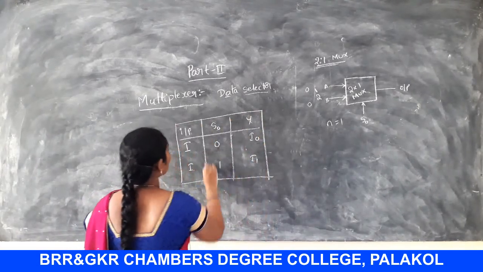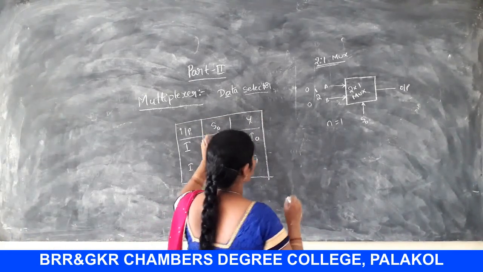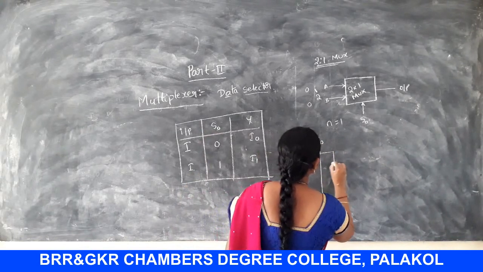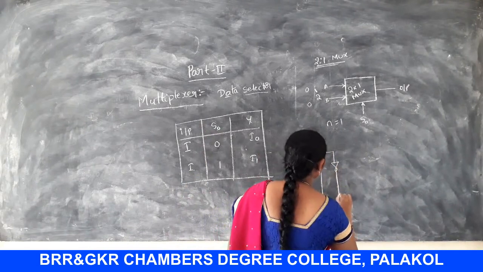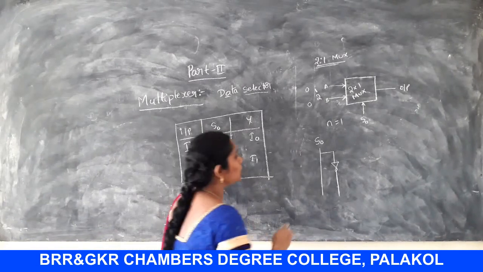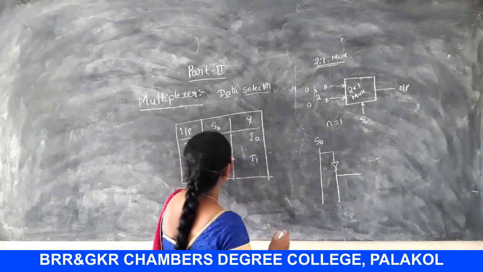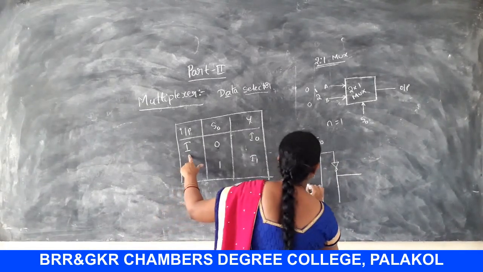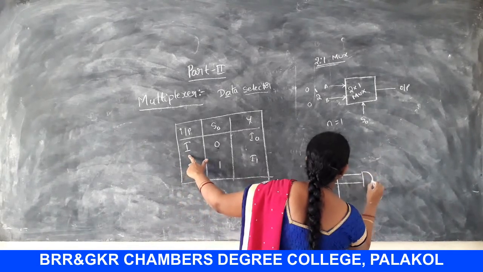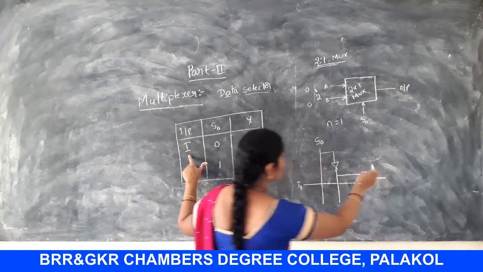Okay, so now I will draw the logic diagram. Here there is only S0, only 1. Therefore this is S0 and this is S0 bar. How to write the expression? So S0 is equal to 0 here, and the selection line is I. Therefore, those are ANDed, it will produce the I0.